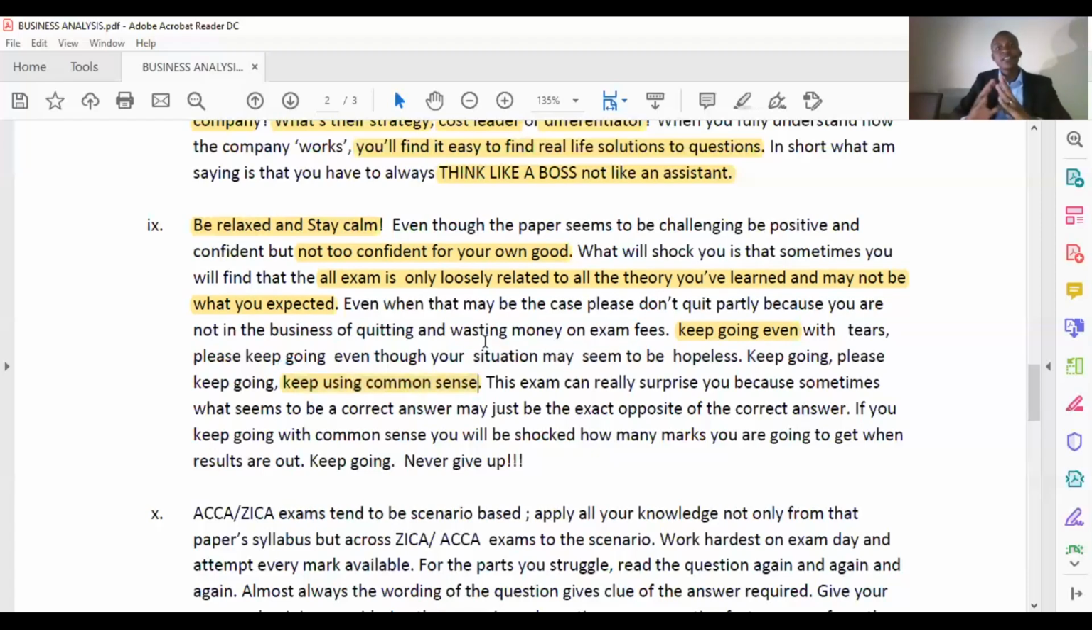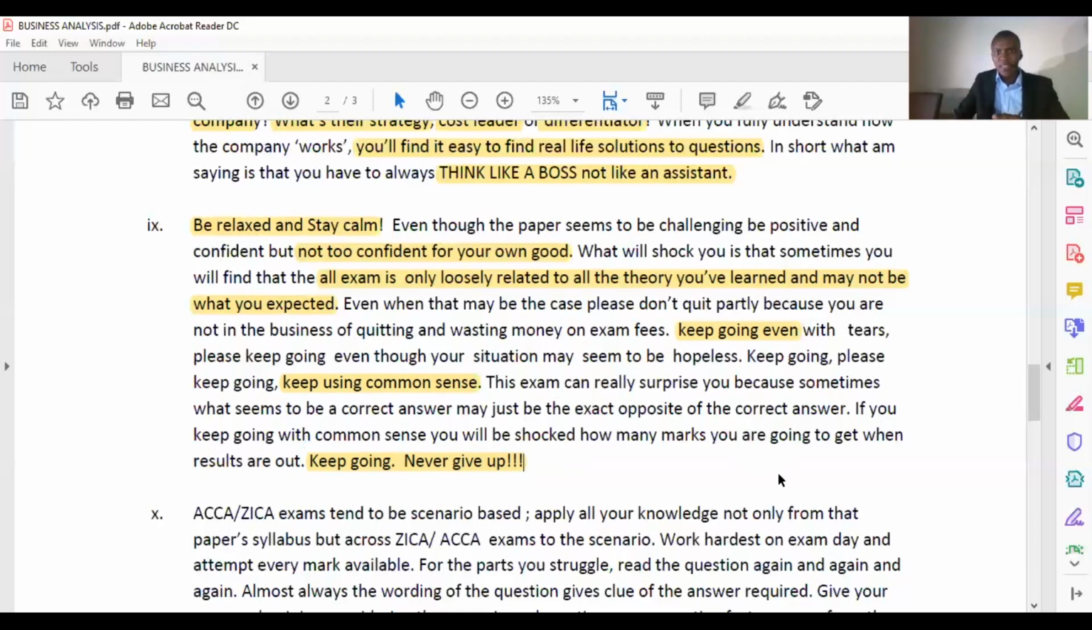This exam can really surprise you. It can surprise you, I can assure you, as I mentioned earlier, because sometimes what seems to be a correct answer may just be the exact opposite of the correct answer. But if you keep going with common sense, you'll be shocked how many marks you're going to get when the results are out. So please, dear friends, keep going and never give up. Never be intimidated, never give up, never be discouraged. This exam is highly passable, except that it's only tricky if you don't use common sense.